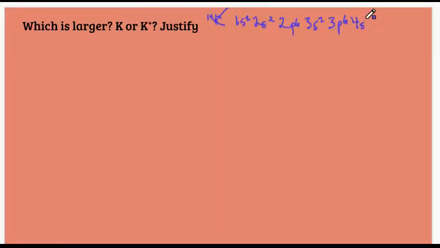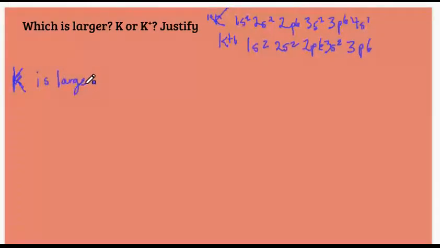So there we go. Now K plus 1 still has 19 protons. It loses an electron. And so it's going to become like argon. So we can easily see when we write this that this has an extra energy level. So K plus, oh, I want to know what's larger. So K is going to be larger. K is larger than K plus.